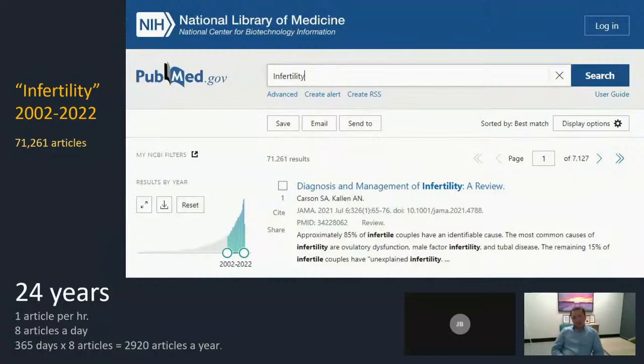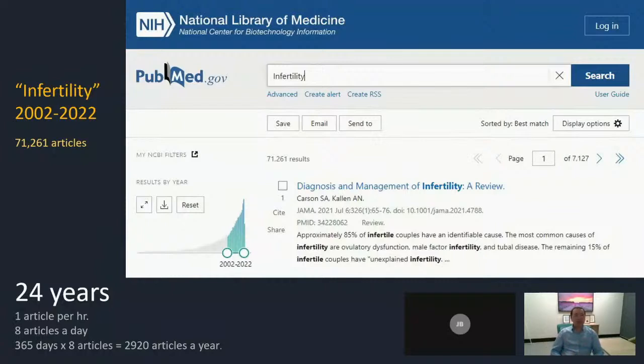So I'll give you this example. Let us say you go on PubMed and search for cited papers under the search term of infertility, which is very relevant to what we do. You get more than 100,000 research articles.